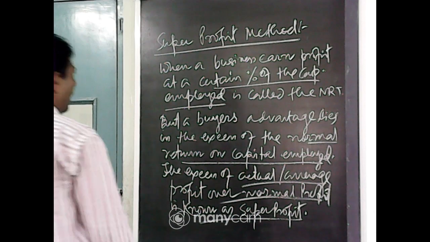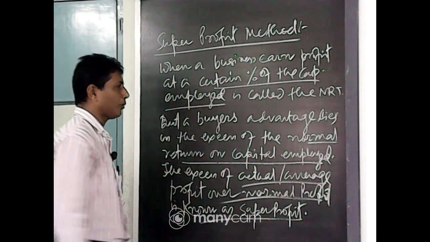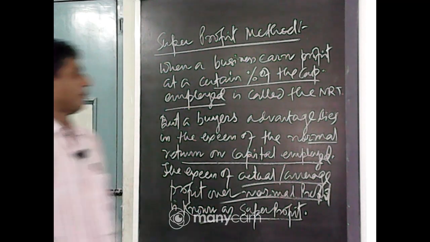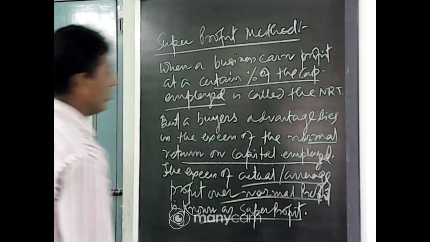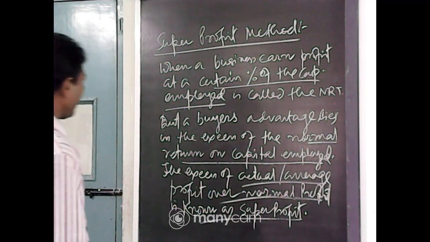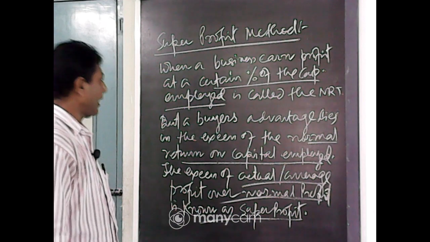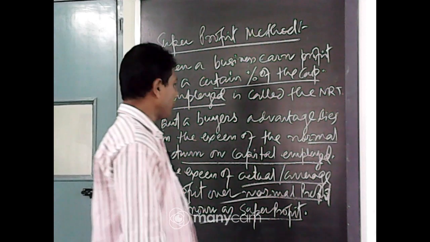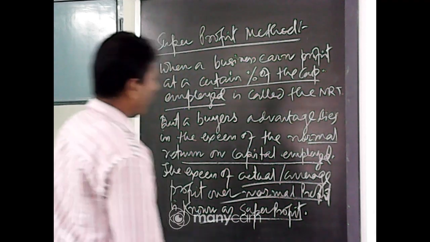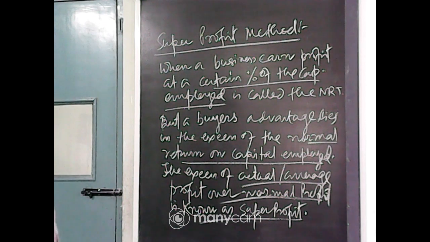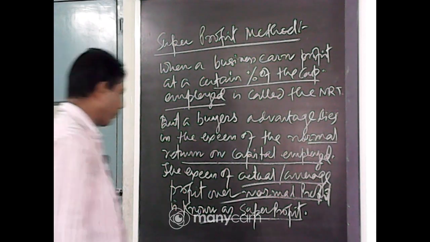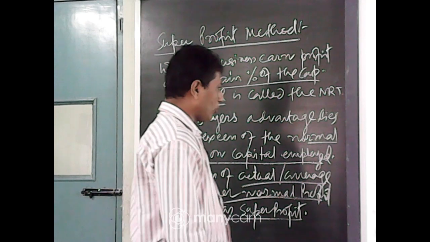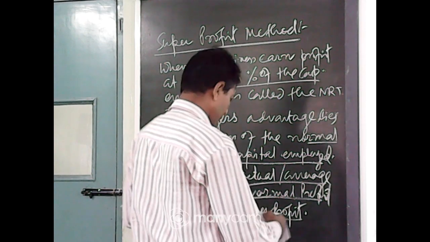So when a business earns a profit at a certain percentage of the capital employed, that is called the normal rate of return. But a buyer's advantage lies in the excess over the normal rate on capital employed. The excess of actual profit over normal profit is called super profit.